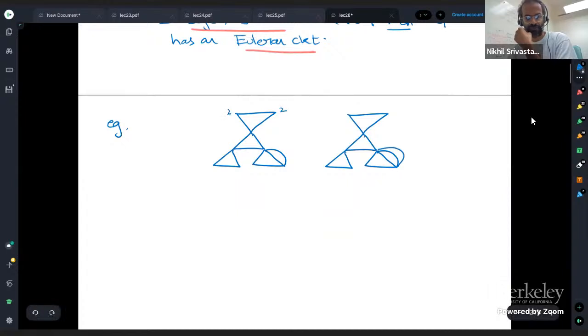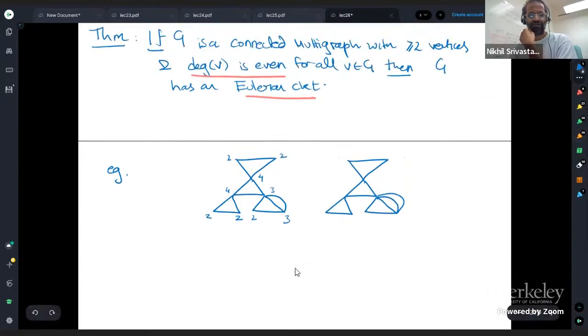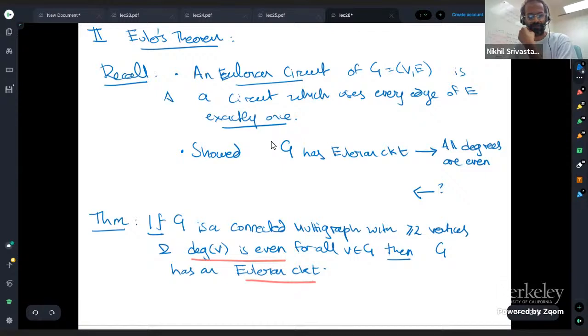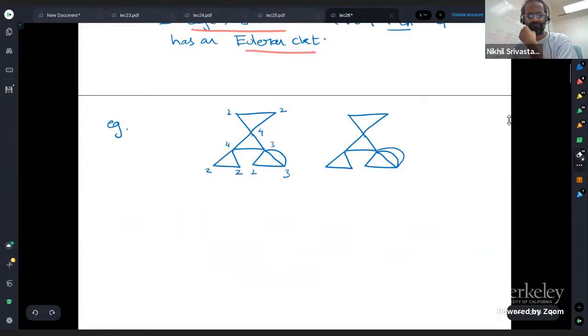So the degrees are 2, 2, 4, 4, 2, 2, 2, 3, and 3. So the first graph has some odd degrees, right? And so even by our original theorem, if there was an Eulerian circuit, the degrees would be even, right? Sorry, by this theorem here. So this graph cannot have an Eulerian circuit because it has these odd degree vertices.